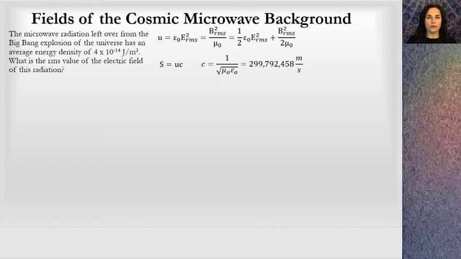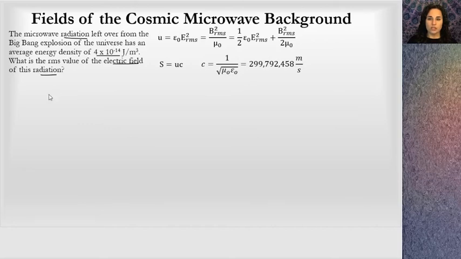So the first light wave that I've chosen for us to look at in this regard is the cosmic microwave background. And this is sort of a relic of the Big Bang. I'll read the problem here. The microwave radiation left over from the Big Bang explosion, so there was an explosion and a bunch of light was released, and it's a microwave. This is microwave radiation. In the cosmos, it's just in the background, just ambient in the background, has an average energy density of 4 times 10 to the negative 14th joules per meter cubed. What is the RMS value of the electric field of this radiation?